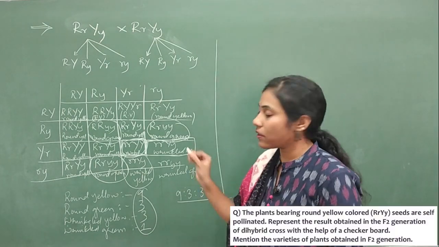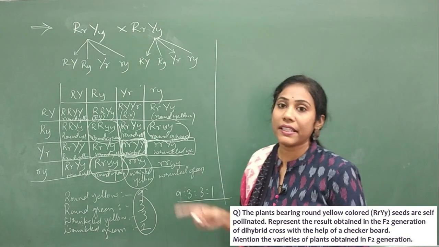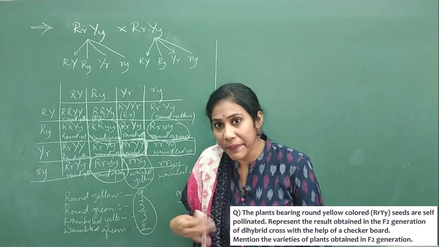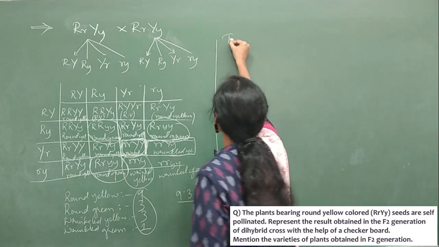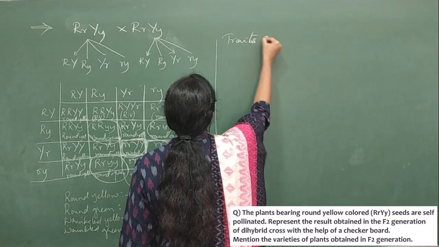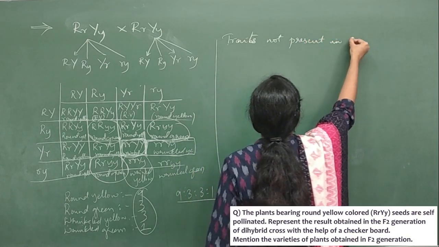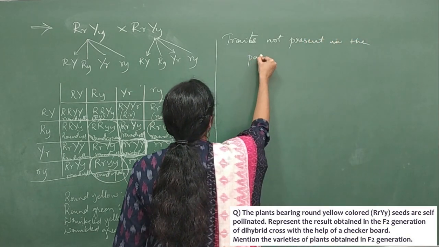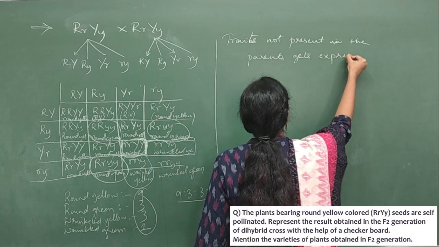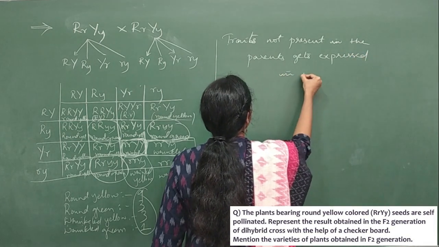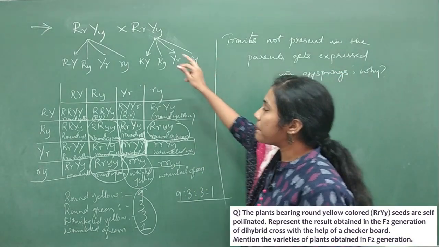And along with that, one conceptual question they would ask on this concept is, see, the traits which are not present in the parents get expressed in the offspring, and why? Understand the question? Traits not present in the parents get expressed in offsprings. That is progeny.